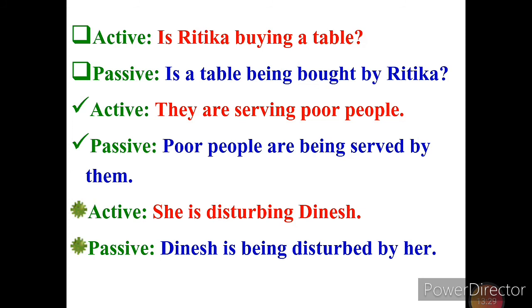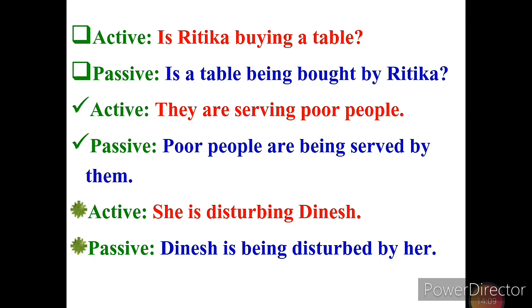Another example: they are serving poor people. They subject, as it is plural, are auxiliary, serving, ing form, poor people, object. Now let us change into passive. Poor people are being served by them. So ing form changes to being and verb changes to past participle. Serve, served, served. Poor people are being served by them.